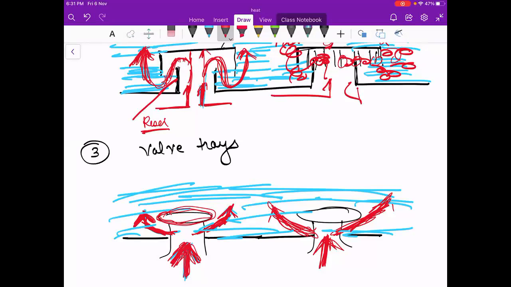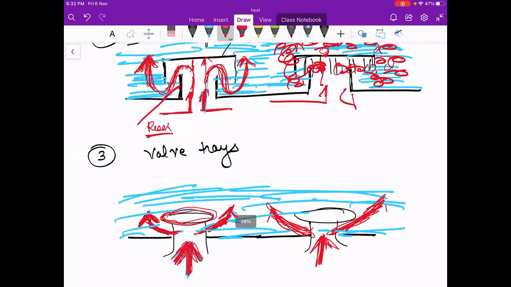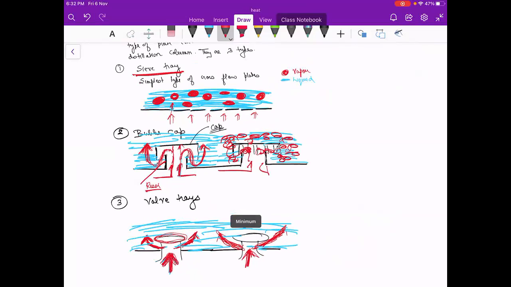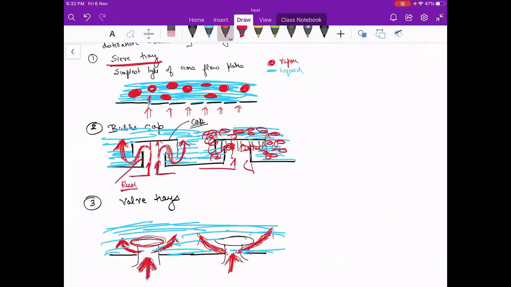So always remember, but what is the drawback of this? There are two drawbacks of using valve trays and bubble cap. First one is the maintenance is more, second one is the pressure drop is more. Okay, so that you have studied in fluid mechanics: why there is more pressure drop when there is a hindrance in your system. So depending upon the quality of product, we will choose valve tray, sieve tray or bubble cap. Okay, so these are the points. You can draw this actually.